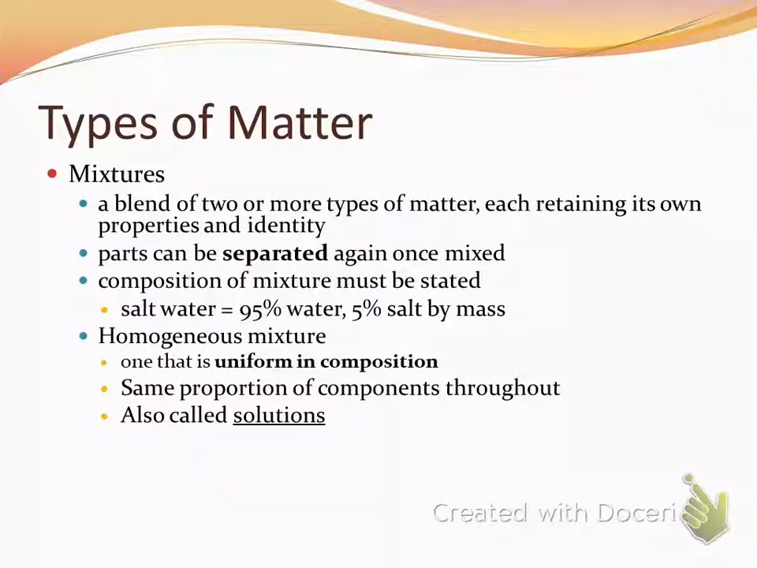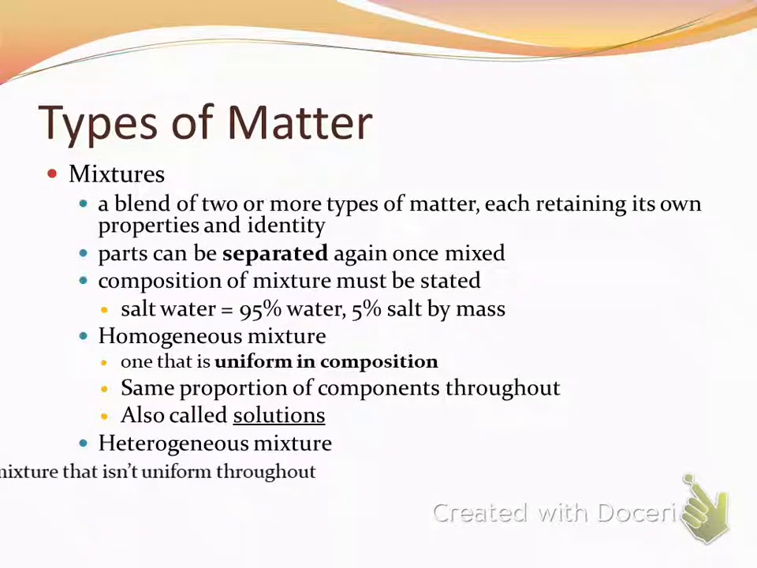Okay, so if we have one type of mixture that's the same throughout, our next type of mixture is called a heterogeneous mixture. So what do you think that probably is going to mean? That's right, it's not the same throughout. So it's not uniform in composition. It's not the same everywhere you look at it.